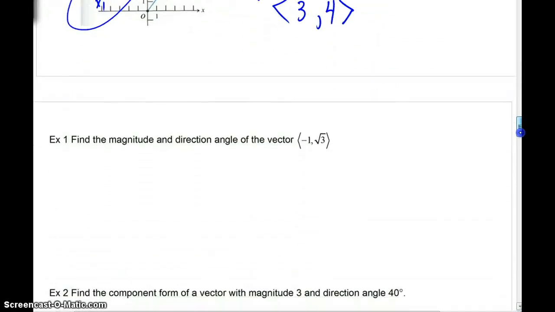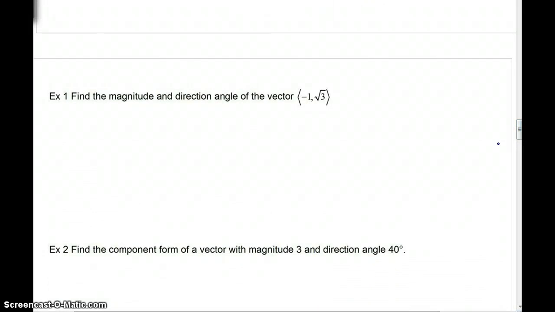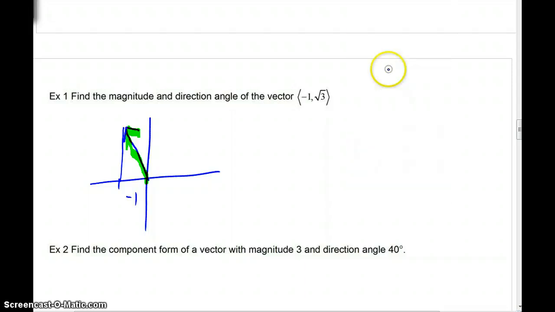Real quickly, let's take a look at example 1. Find the magnitude and the direction angle of the vector -1, √3. Well, -1, √3, we're going to go 1 step to the left. We're going to go up √3. And I can't stress enough, what a vector is, it's representing an arrow. So really we're asked to find the length of that arrow. We could call this R if you'd like.